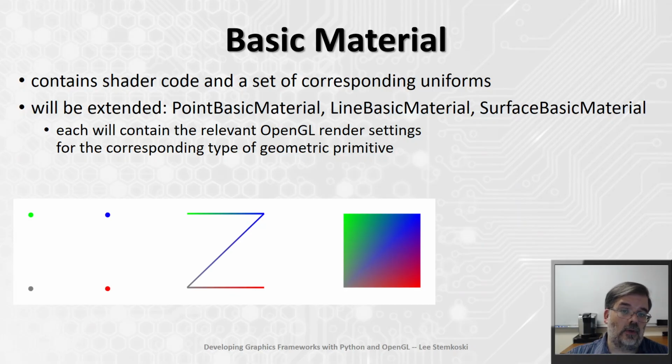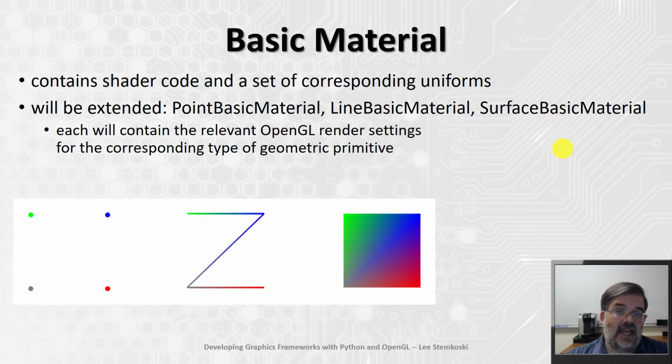So in this video, we're making a very basic material, and this material will be able to render objects as points, lines, or triangles. And we're going to do this in two stages, like a basic material class where we'll define the shaders, and then that will get extended into three other classes: point, line, and surface basic materials, where the render settings are defined. So again, a two-step process.